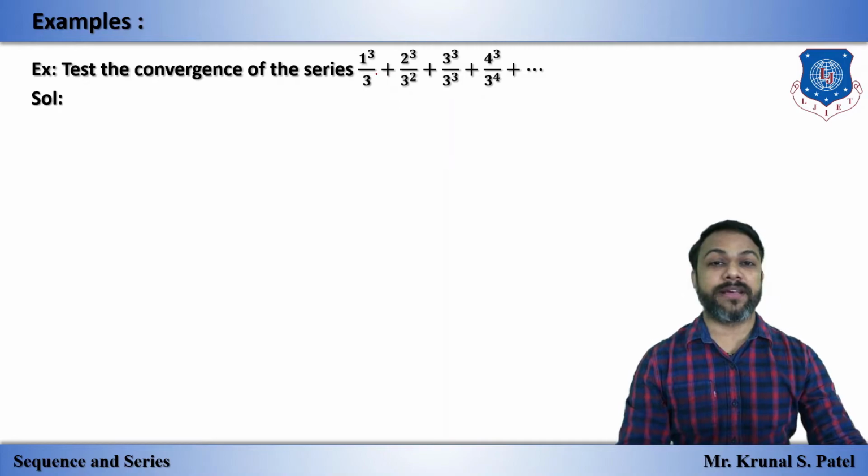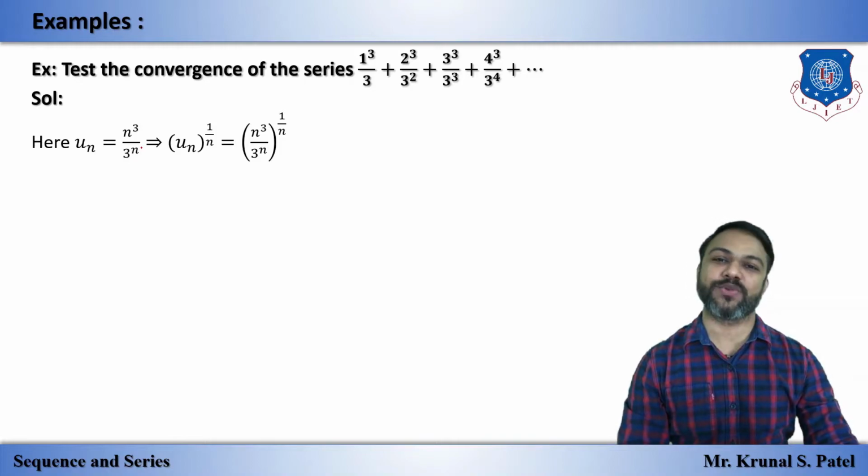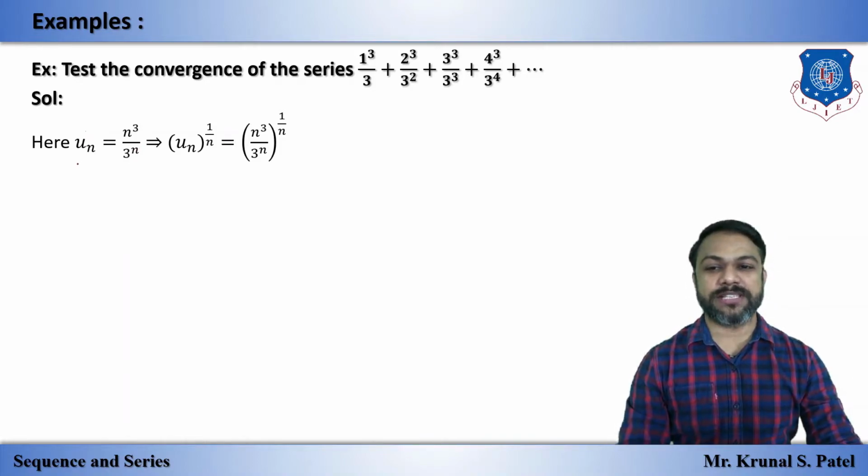Okay, here it is observed that 1 cube, 2 cube, 3 cube, the power is varying, and in the denominator the base is fixed, 3 raised to 1, 2, 3, 4. That means the base and the power are as shown. So we have n raised to 3 upon 3 raised to n. Okay, so this is our un.